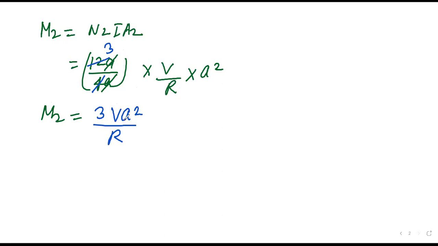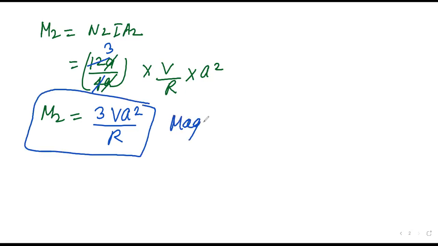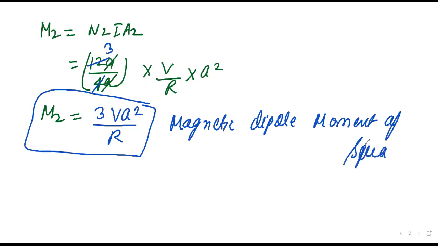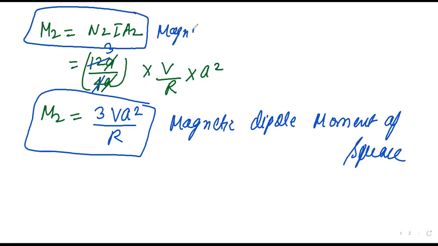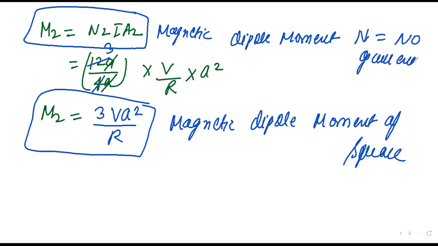So as we know, M1 and M2, this is the magnetic dipole moment for the square. So please remember this basic general formula for magnetic dipole moment, M equals NIA, where N is the number of turns, I is your current and A is your area. So please remember this one.